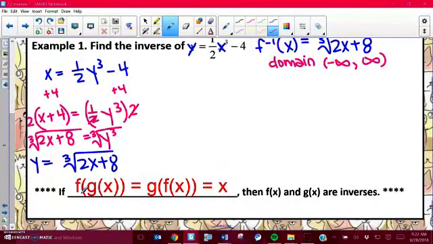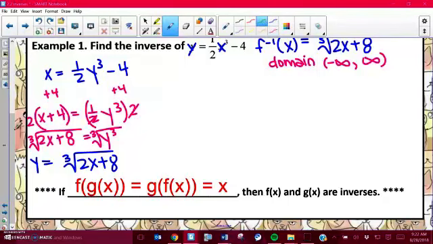If you in fact have inverse functions of each other, if you compose those two functions, f of g of x is going to equal g of f of x, so they're commutative, and it's going to simplify down to x. So if those two compositions are true, then f of x and g of x are inverses.